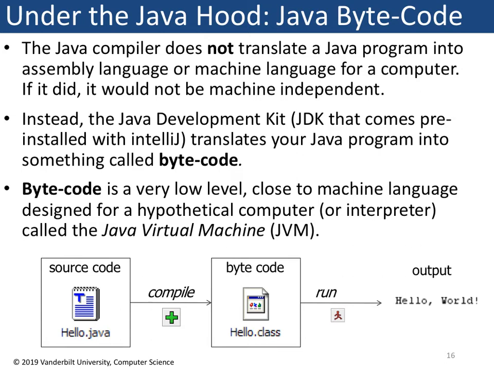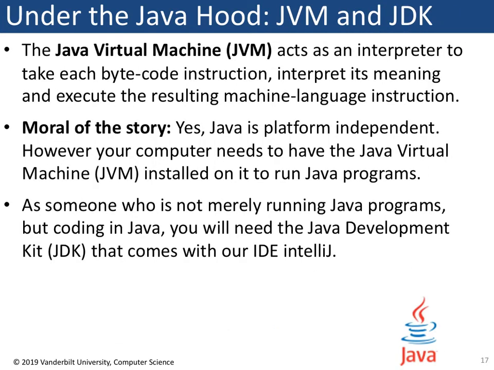So Java is always translated into bytecode, and then each machine must have a JVM to be able to run the bytecode. So a program is written in Java. Then it goes through the compiler, and out comes bytecode.